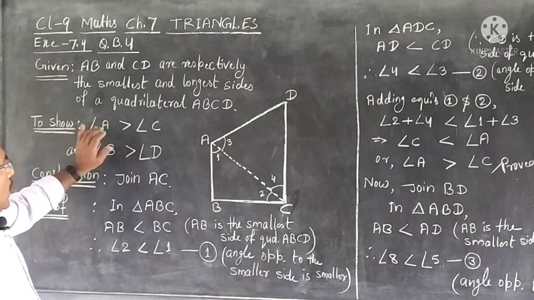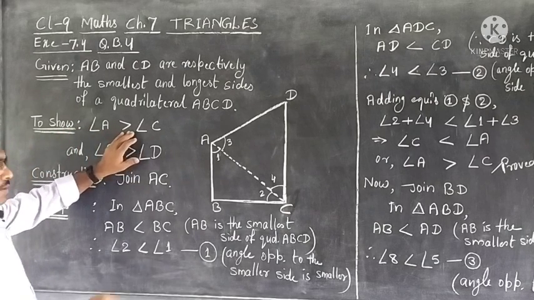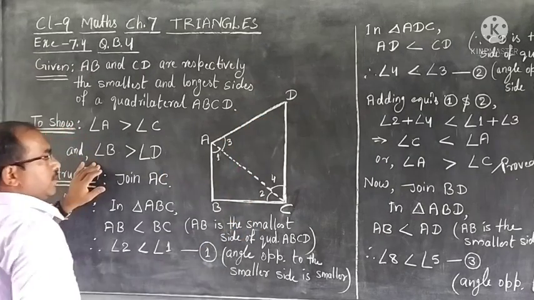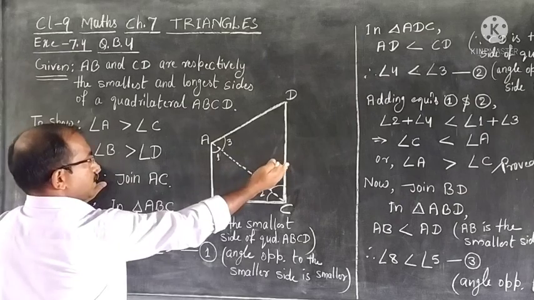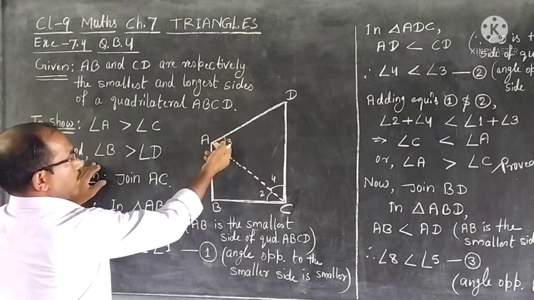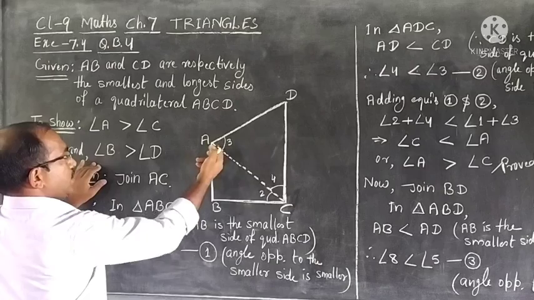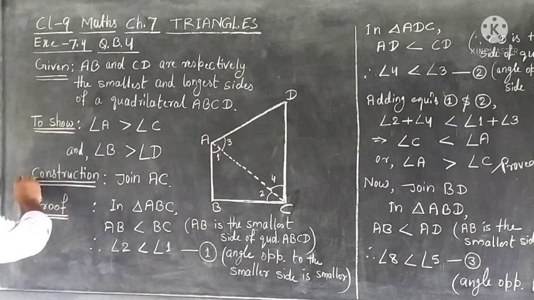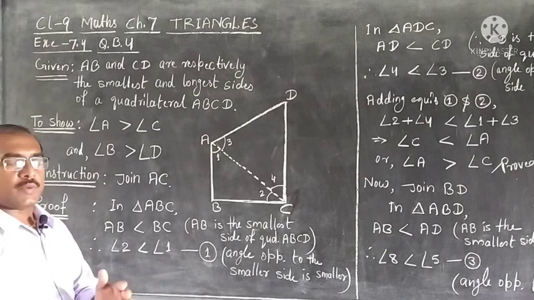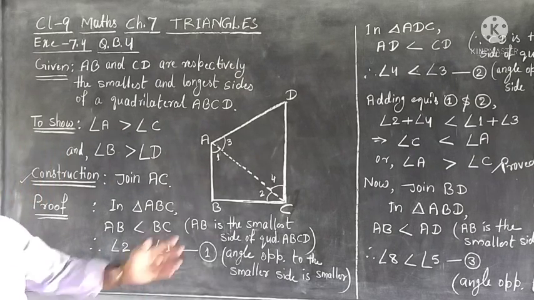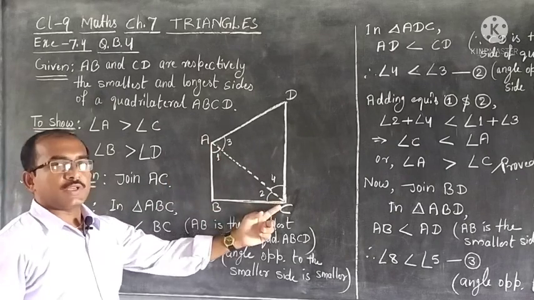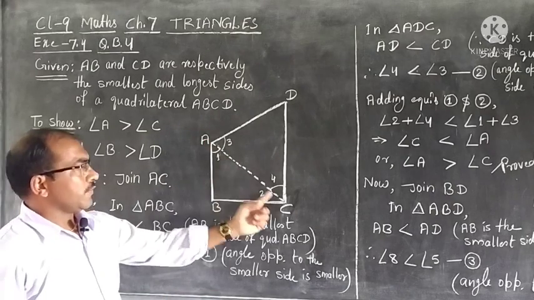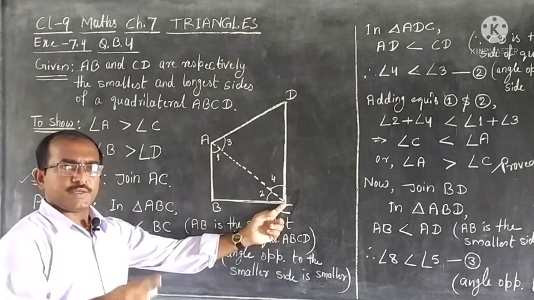To prove, angle A is greater than angle C and angle B is also greater than angle D. This is the shortest side, that is the longest side. We have to show that angle A is greater, C is smaller, then B is greater, D is smaller. So, we do construction work because we are using the property of the sides of a triangle. If any diagonal is drawn in a quadrilateral, the quadrilateral is divided into two triangles. So, we are joining first one diagonal AC.